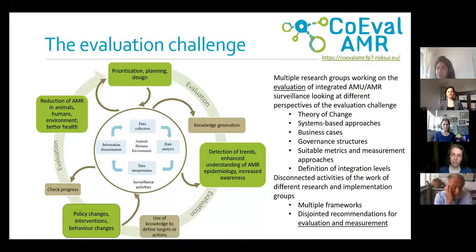Antimicrobial use and antimicrobial resistance surveillance has multiple functions in a policy cycle, and that's what makes the evaluation so difficult. So here in the middle, you see the different surveillance activities that we commonly see when we talk about AMU and AMR surveillance. We will have elements of data collection, data analysis, data interpretation, and information dissemination. And when we talk about One Health surveillance activities for AMU and AMR, we would want to see activities happening in animals and human populations as well as the environment.